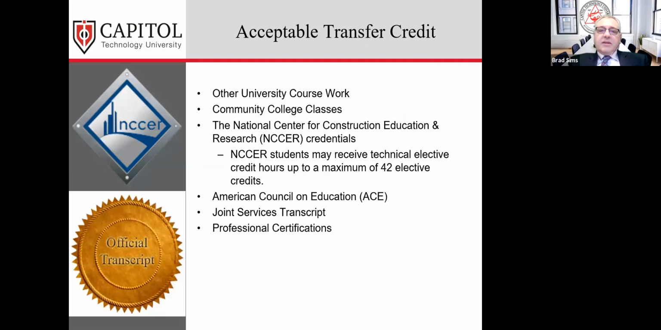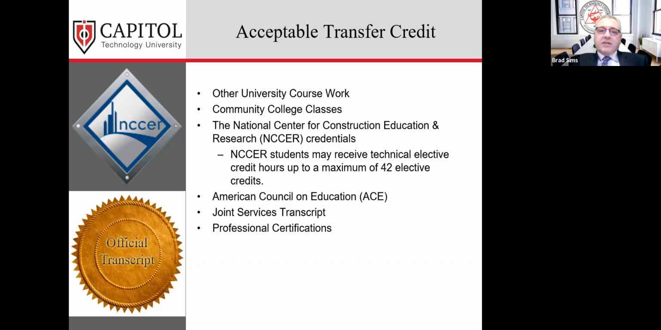Some of the areas that you may think of for transfer credit, and this just highlights some of them, not all of them. In general, if you went to another university and had some credit, or you went to a community college and had some credit, those are the standard classes that you can automatically transfer in towards the degree. But besides that, there's a lot of different types of credit that we want to take a look at to help you along the way.